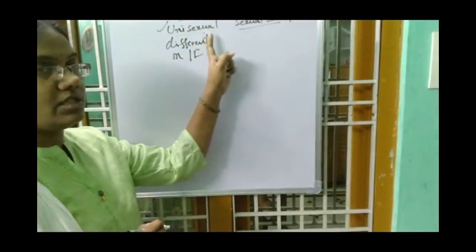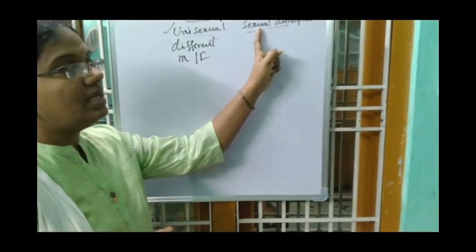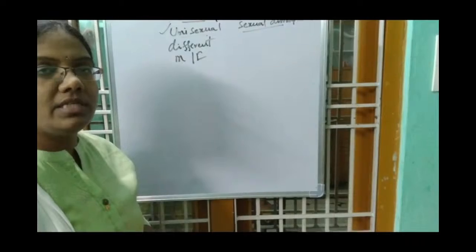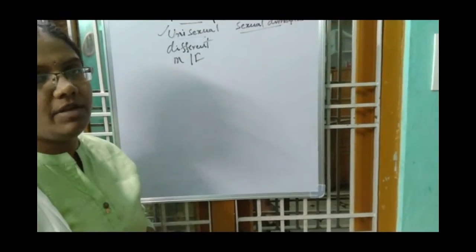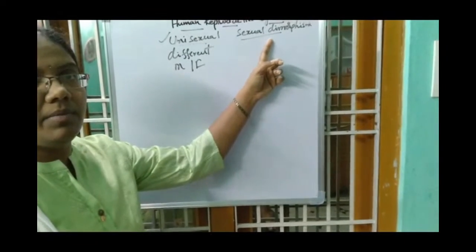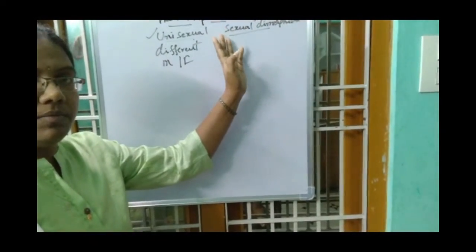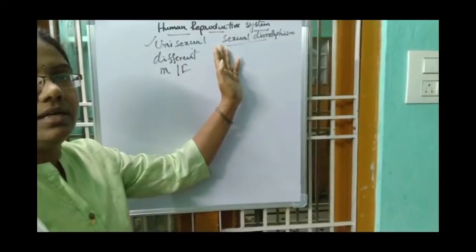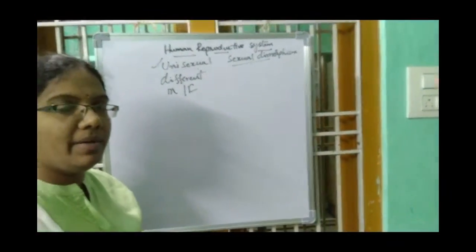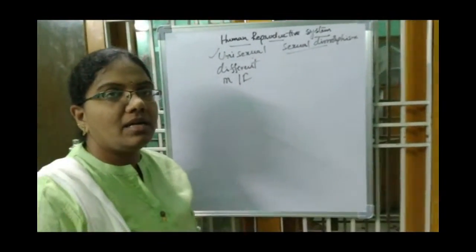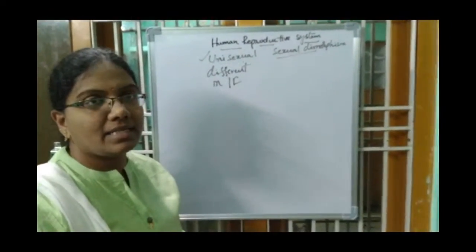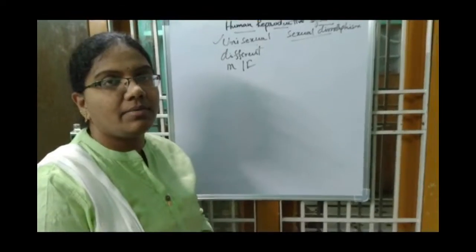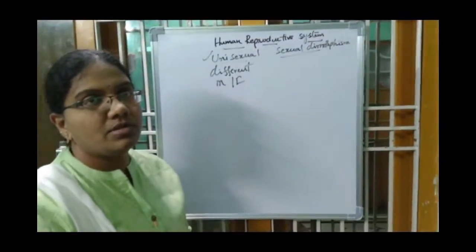First one is unisexual animals. Second one is sexual dimorphism. Unisexual means organisms are different, like male and female. What about sexual dimorphism? Some characters are definitely identified. Organisms are easily understood as male and female by external characters. These characters appear by the release of hormones.